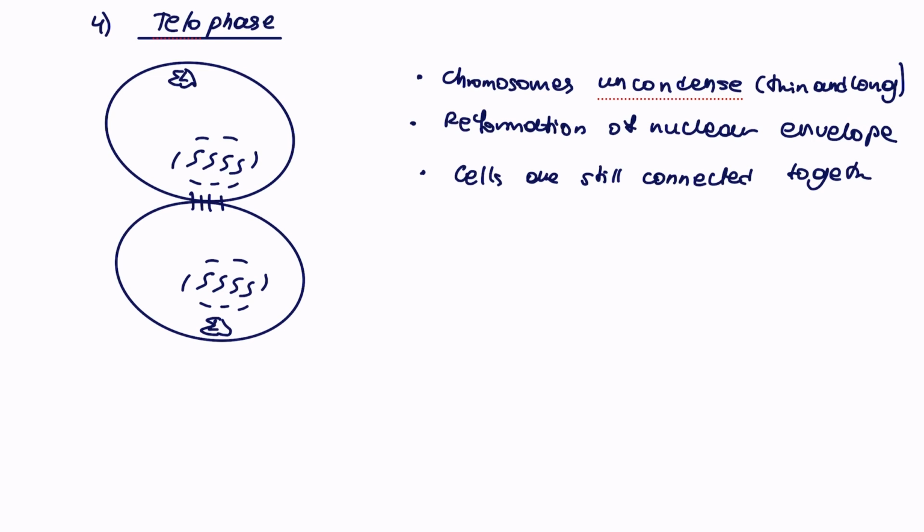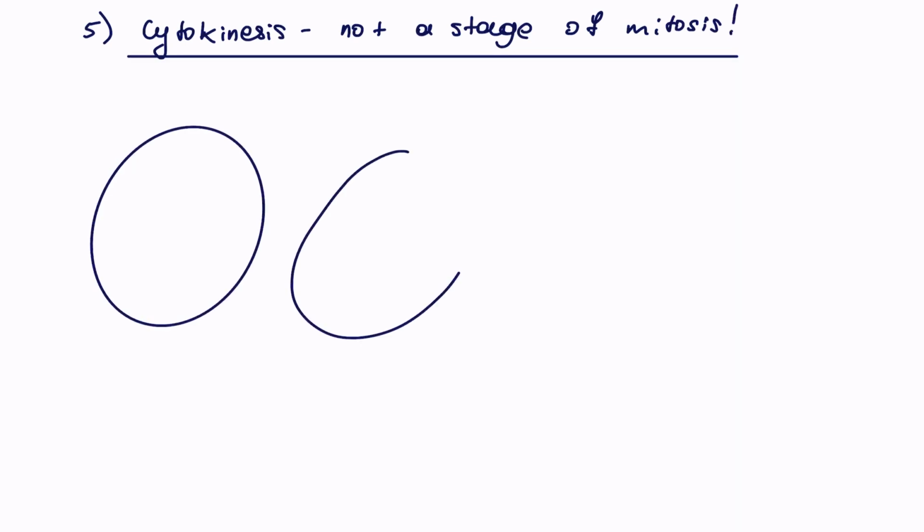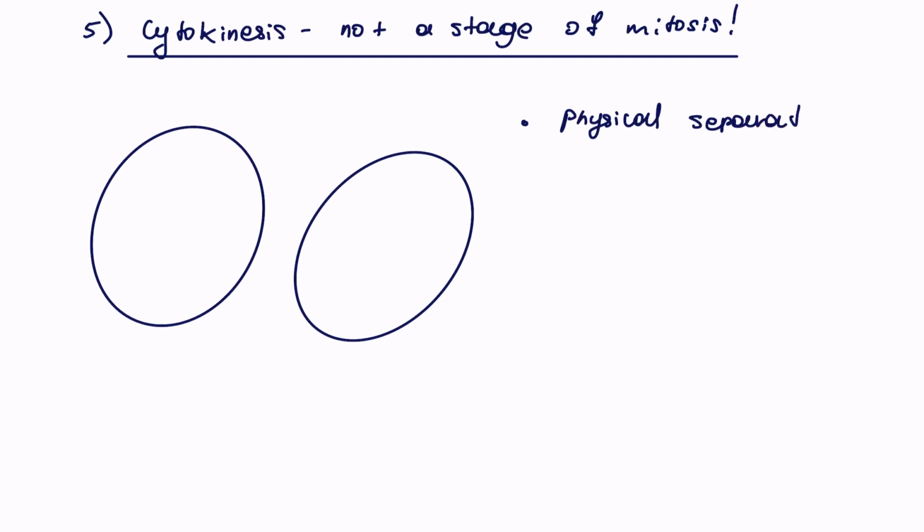So you need to remember that telophase is the last stage of mitosis, and cytokinesis is actually not part of mitosis, but it's an essential stage that results in a physical separation of cells. So now, eventually, we have the product of mitosis, which is two daughter cells.